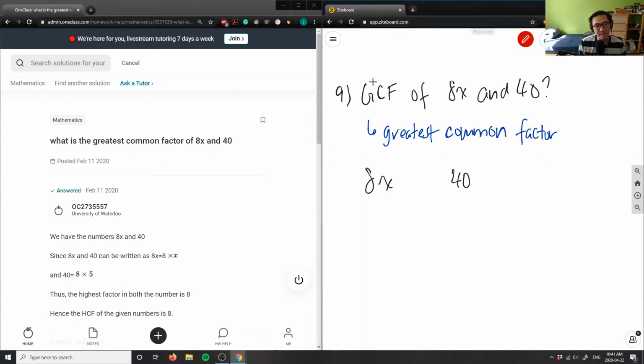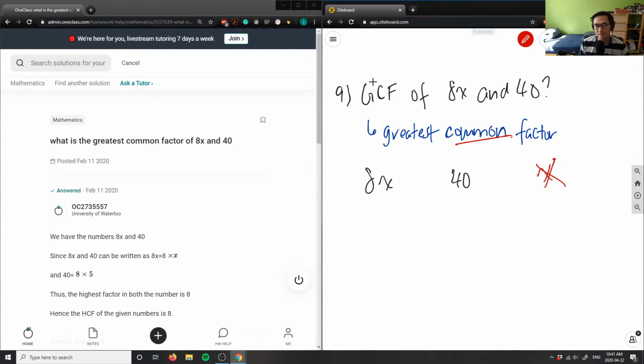Both of these numbers are even. Actually, let me look at the variables first. So 8x and this is 40. In this case, for my variables, I only have an x on the first side and not on the right side, which means that cannot be a greatest common factor because it's not common between the two terms. So x would not be the correct answer.